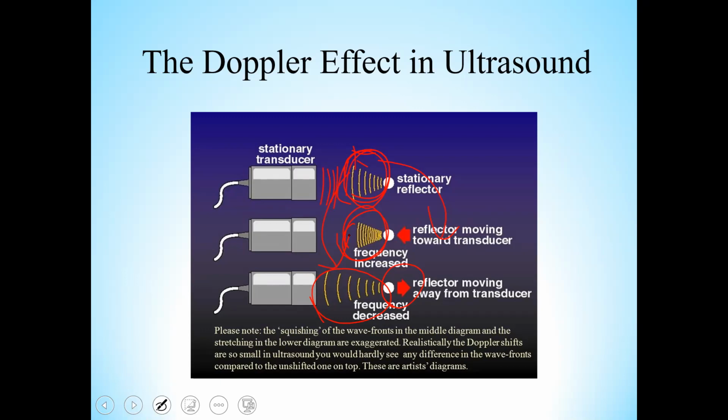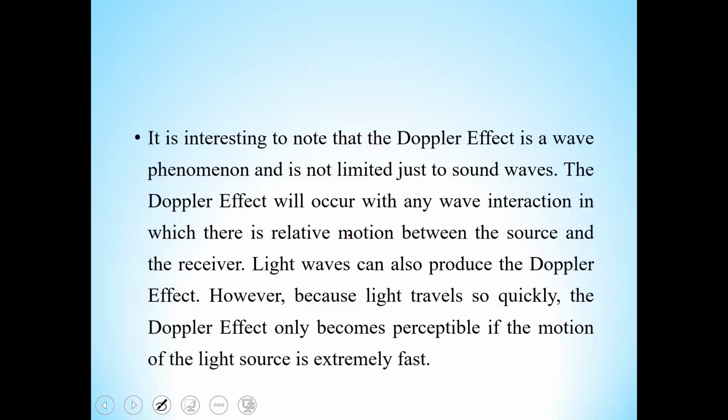And in other words, if the reflector or blood is moving towards the transducer, then the reflected frequency will be greater than the transmitted frequency. So this difference in the transmitted and receiving frequency is called frequency shift or Doppler shift.